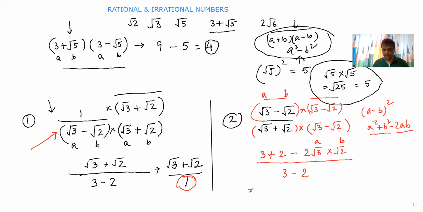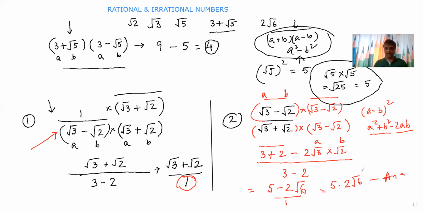And this can be further written as, this sums up to 5 minus 2. What is root 3 into root 2? It is root 6. What is the denominator? It is 1. So what is the final answer? 5 minus 2 root 6. And this is the final answer.